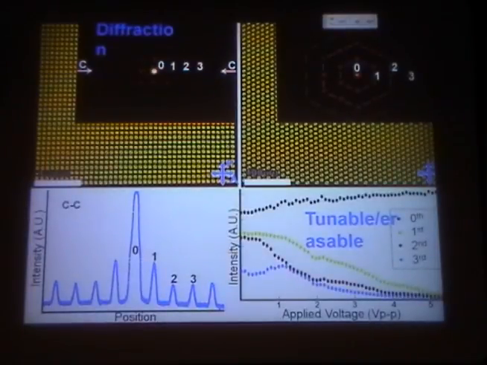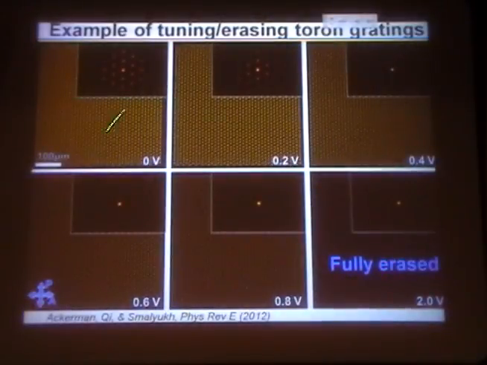Moreover, we can control the intensities of laser light in different orders by simply applying voltage. Here you can see that by tuning voltage in the range from 0 to 5 volts or so, we can change the size of the Torons, and therefore the contrast of refractive index in this periodic lattice, and with that we can tune intensities of different diffraction orders in the beams. So here is how this can actually happen, right? This is another example.